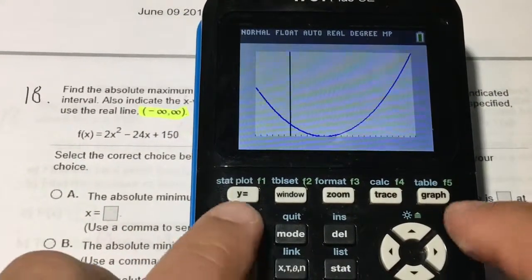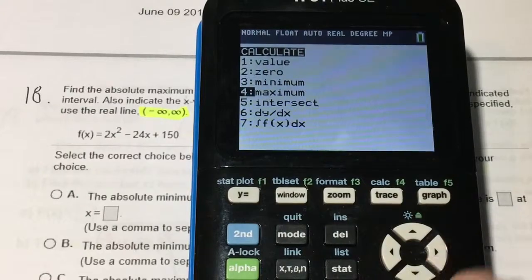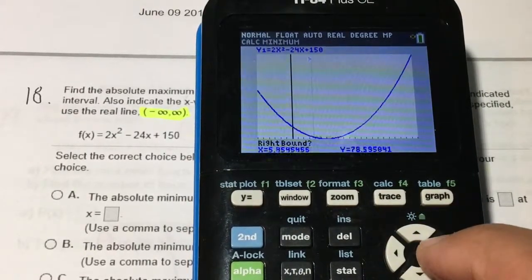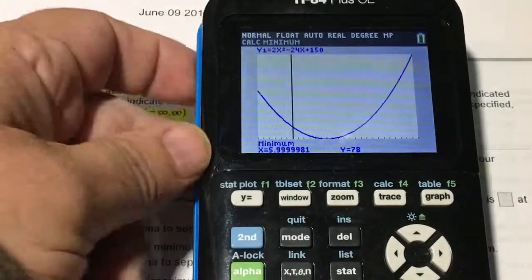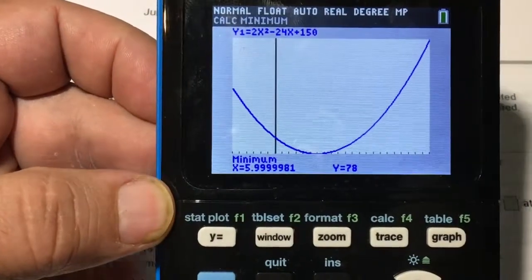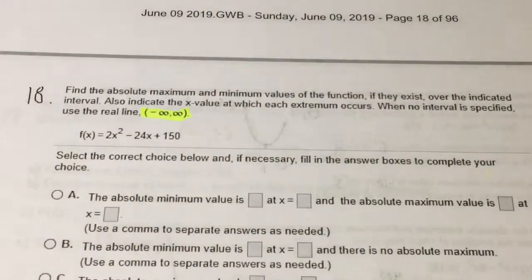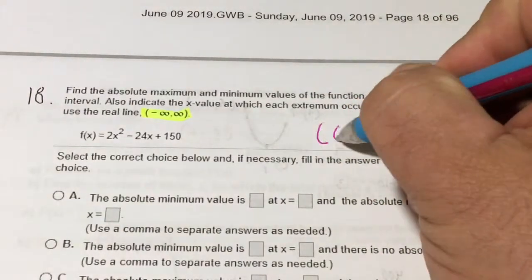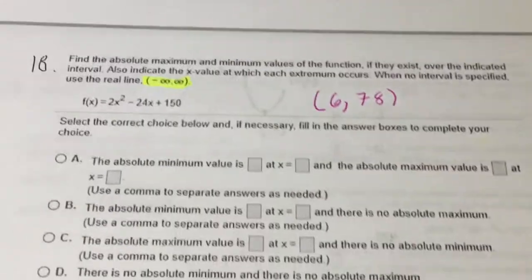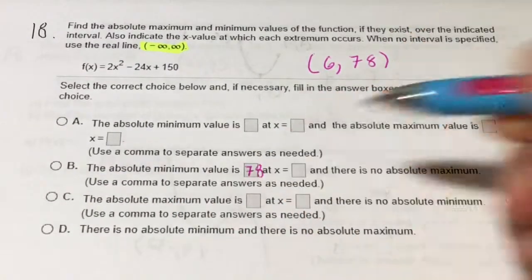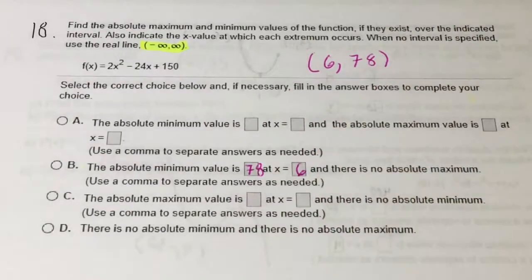So the absolute minimum, we'll find that second calc. We'll find our min. I'm going to left bound. I'm going to right bound. Let's see what that is. So it looks like it's going to be 5.99. 78 or 6, 78 is going to be our absolute min. So 6, 78. So the absolute minimum is 78 at x equals 6.